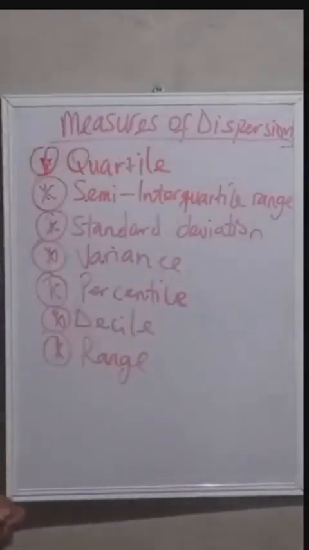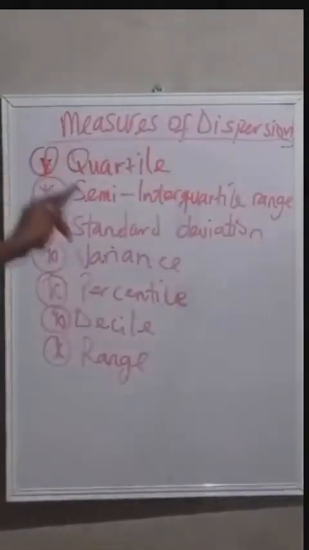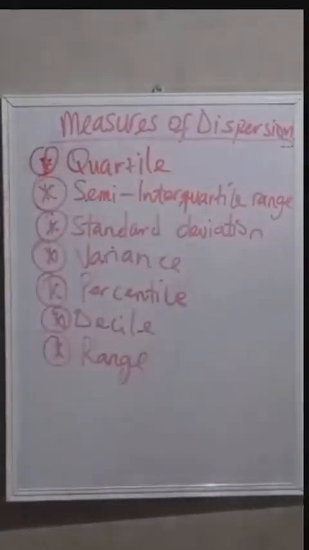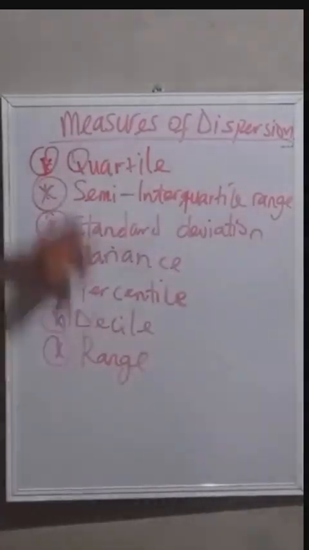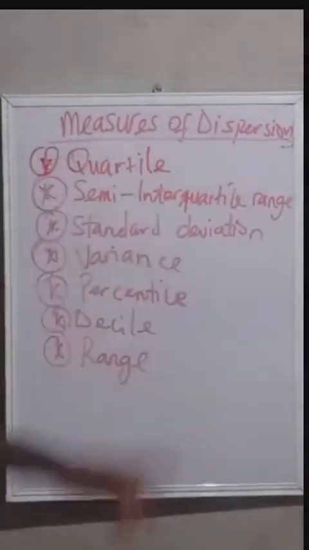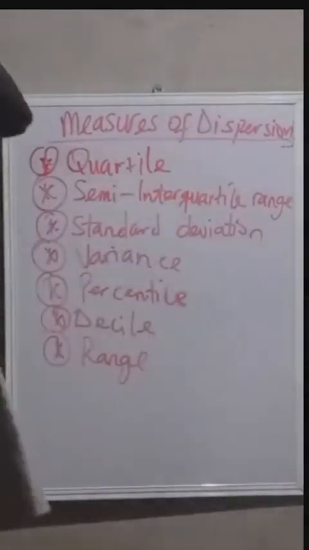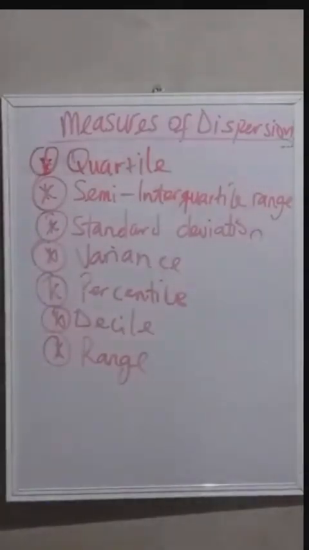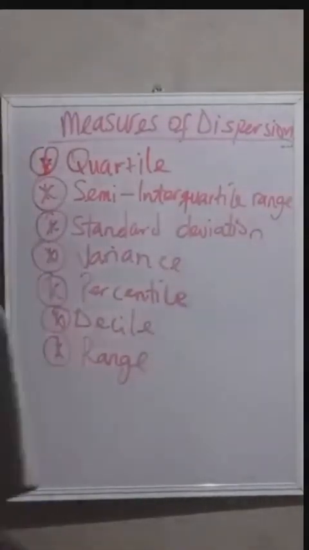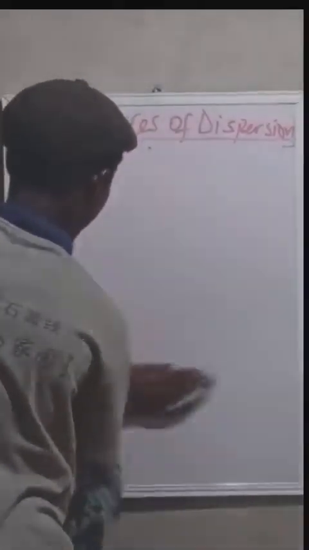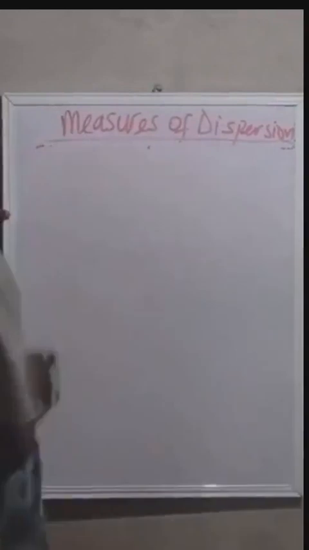These are some of the key things that you need to know as an aspiring JAM student for 2026: quartile, semi-quartile range, standard deviation, variance, percentile, deciles, and range. Follow me as I take you on a journey to more learning. Let's start from range.